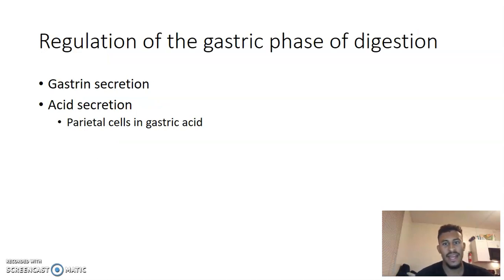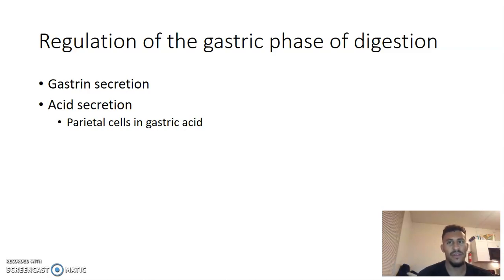The regulation of the gastric phase of digestion begins with gastrin, a hormone that is secreted into the blood. It is stimulated by the presence of amino acids and peptides in the stomach, or coffee, and it's triggered by neural reflexes and gastrin-releasing peptide, GRP. Its primary action is to promote acid release by acting on parietal cells and indirectly by stimulating histamine release.